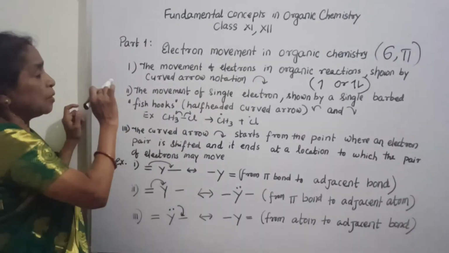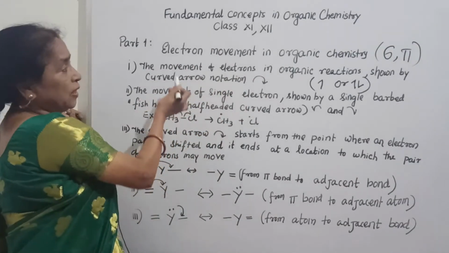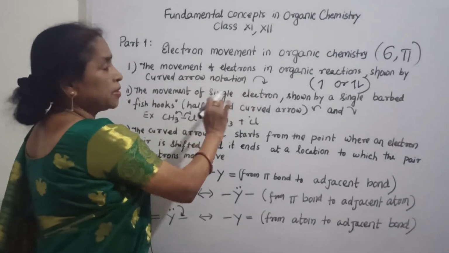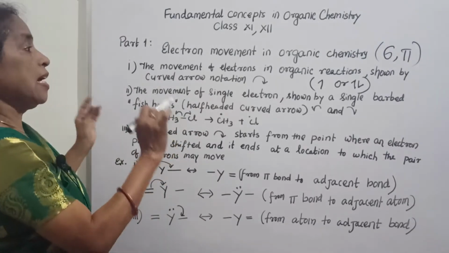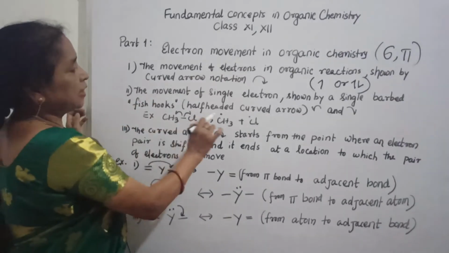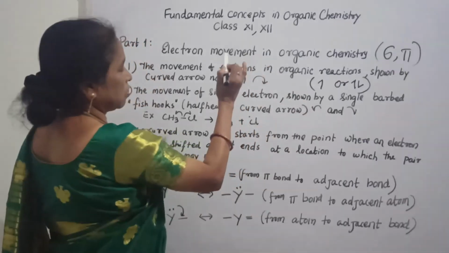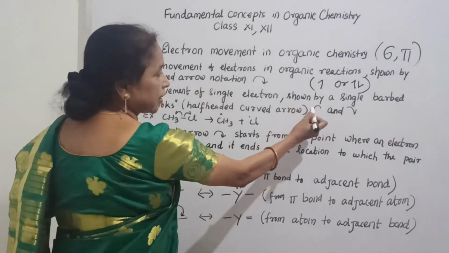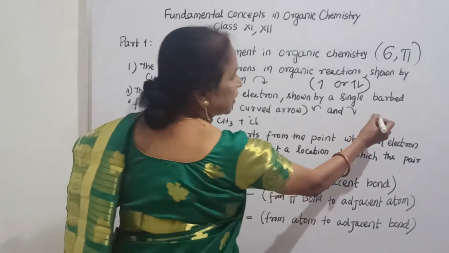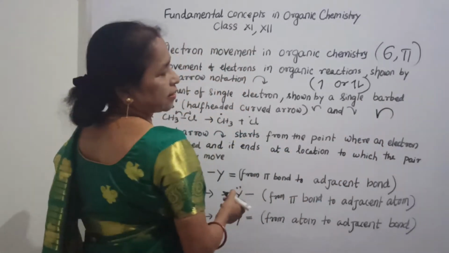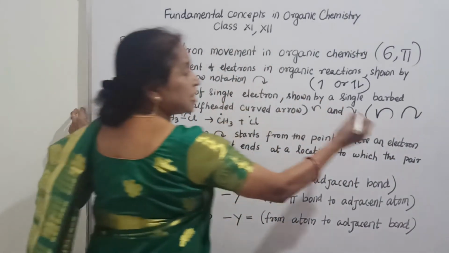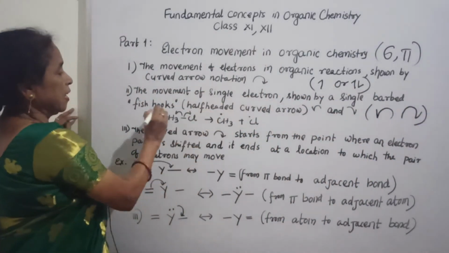Again, second point, the movement of a single electron. Now it is a pair of electrons, one pair of electrons, one arrow mark. Now here the movement of a single electron is shown by a single barbed fish hook. It is just like a fish hook structure, or you can say half head. This is the full head and this is the half head. Full head, half head, what is the difference? If it goes like this, then this is the half head and this is the full head. Now it looks like fish hooks.